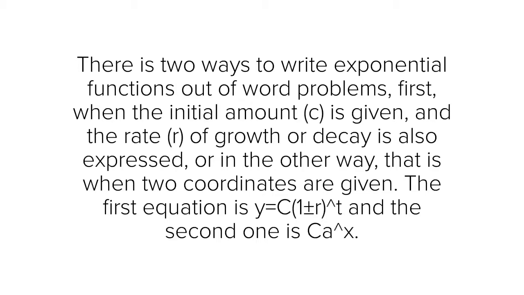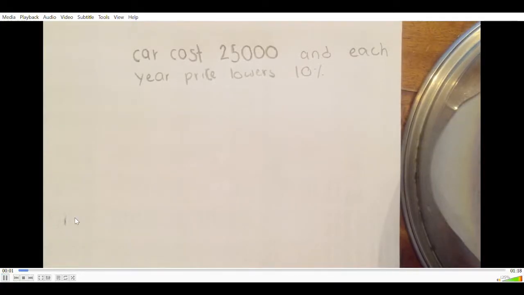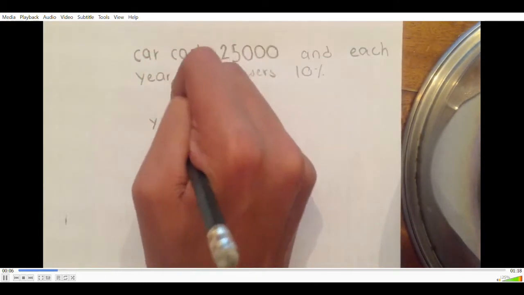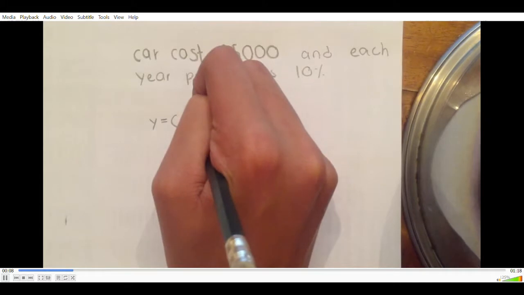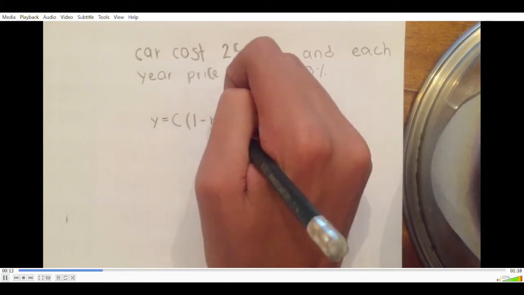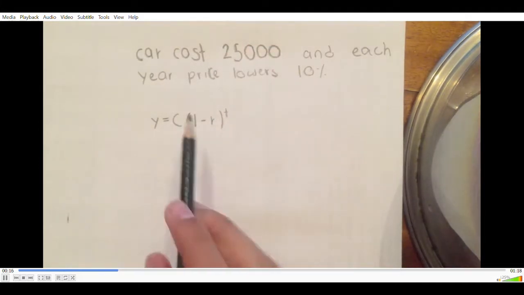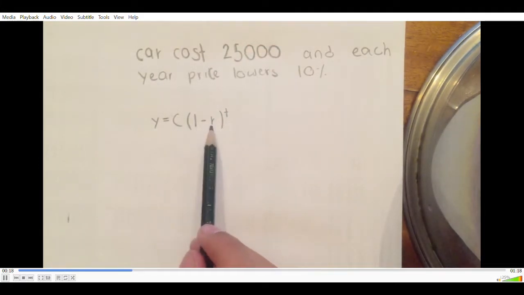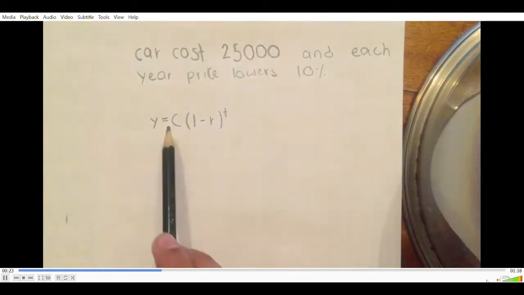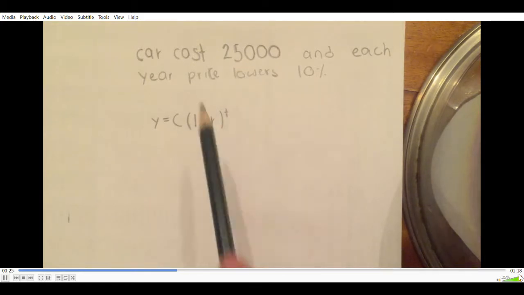The first equation is y equals c parentheses 1 plus or minus r to the power of t, and the second one is c a to the power of x. In this problem we need to identify, for the equation y equals c parentheses 1 minus r, the variables c, r and t. Okay, c will be the initial cost, r will be the rate of change, and t will be the time. So for c, the initial value we have is $25,000.